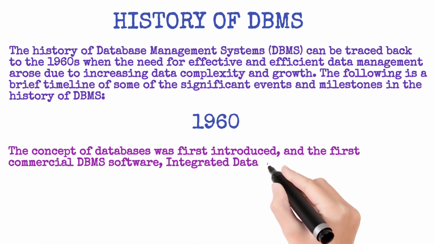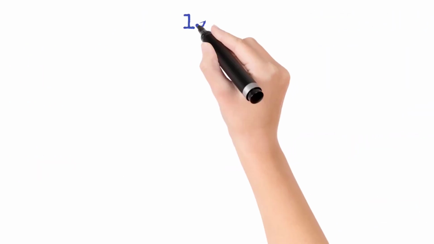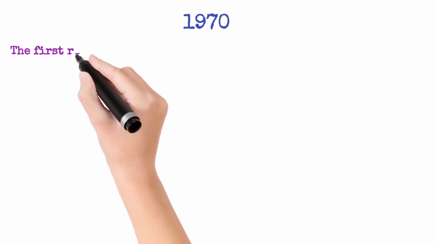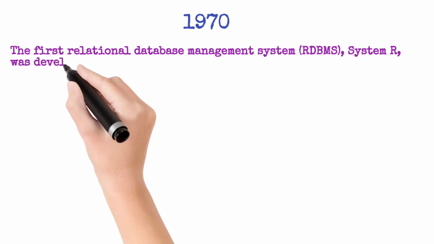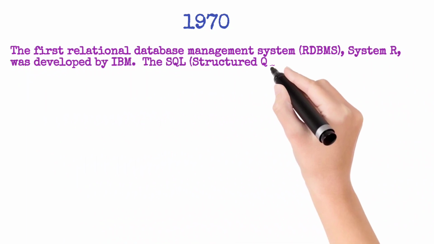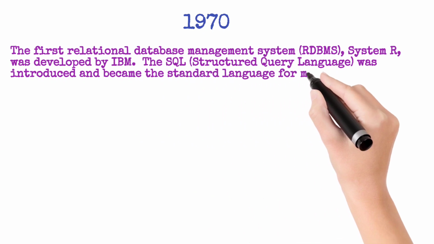In 1970, the first relational database management system, RDBMS, System R, was developed by IBM, again by IBM. Note these things. SQL, the Structured Query Language, was introduced and became the standard language for managing relational databases. So it happened in the 1970s.